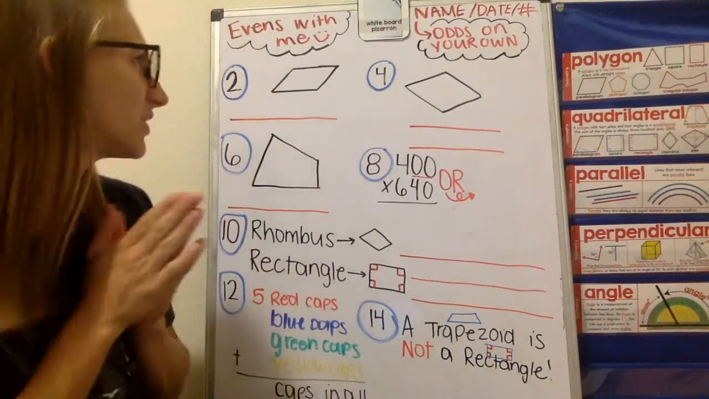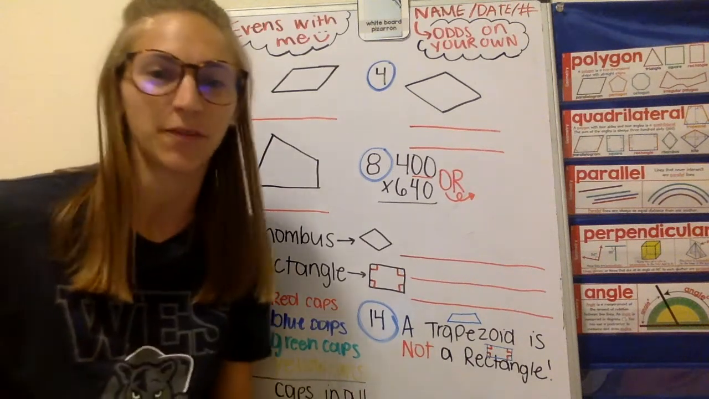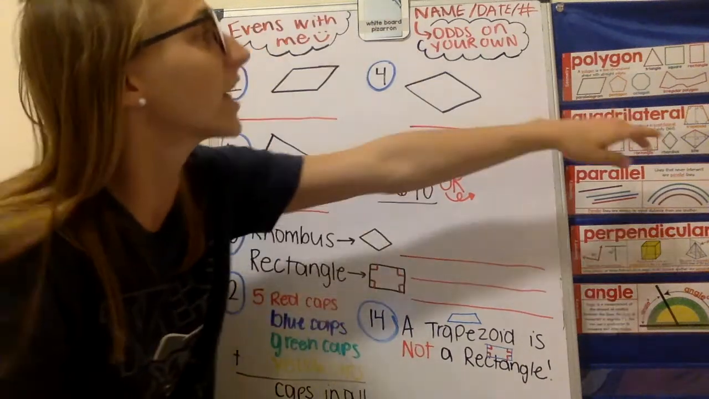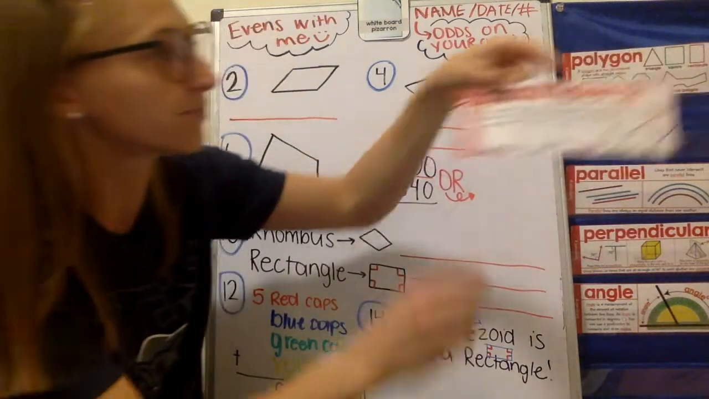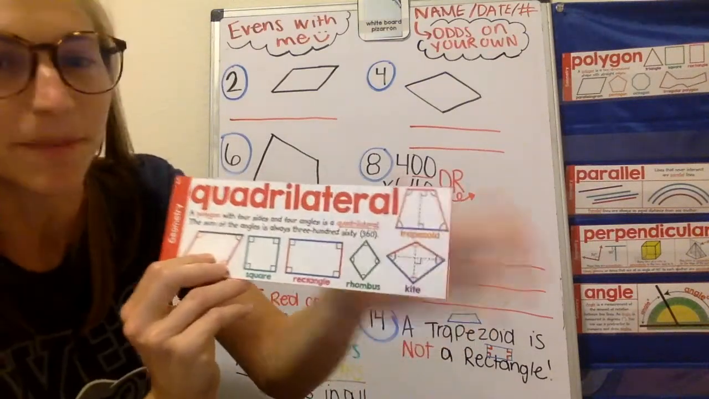All right, we are going to go over quadrilaterals. So yesterday we did stuff about different types of triangles, and now we're going to be talking about quadrilaterals. Quadrilaterals is a different kind of polygon. And what I want you to remember with quadrilaterals is that quad means four.